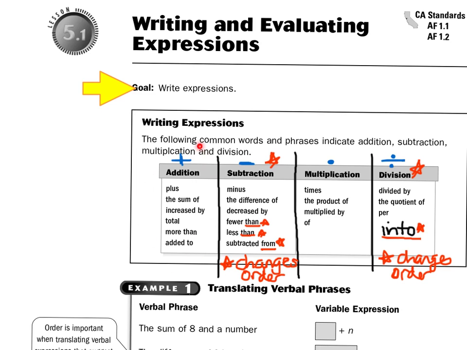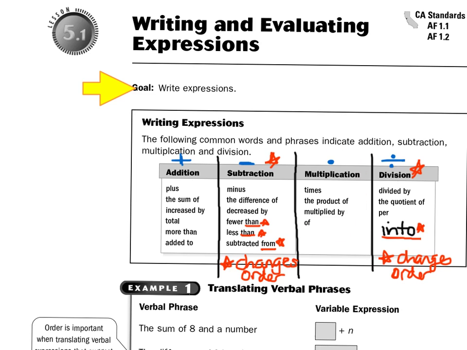Now, you know with addition, order doesn't matter. I mean, 5 plus 2 is the same as 2 plus 5. But in subtraction, order matters. So do me a favor with your red. I want you to put a star after fewer than. Underline than and put a star. Less than. Put a star. Subtracted from. Put a star. And with your red, put a star and say changes the order. And I'll show you what we're talking about when we do some examples.